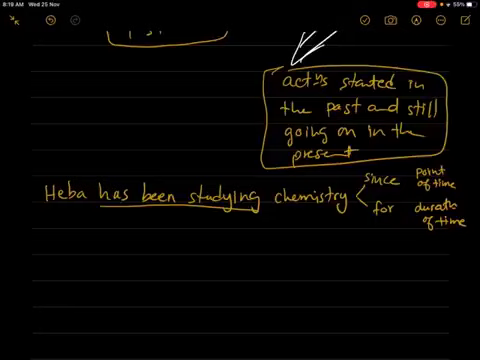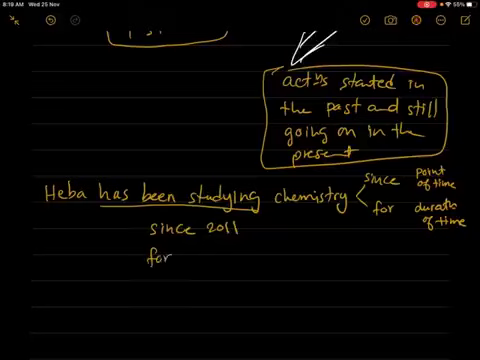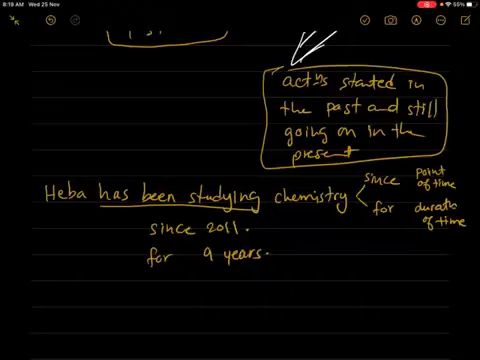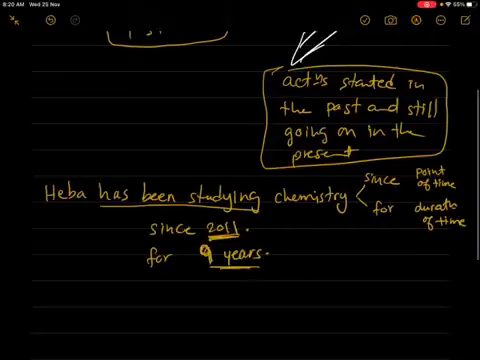So we can start the sentence again saying that Hiba has been studying chemistry since 2011, or for, then subtract the present moment from the past moment. Subtract the point at which it started from the current point. So from 2011 till now, from 2011 till now we have around 9 years, for 9 years. So Hiba has been studying chemistry since 2011, or for 9 years.